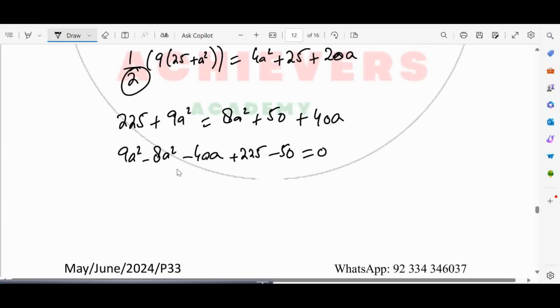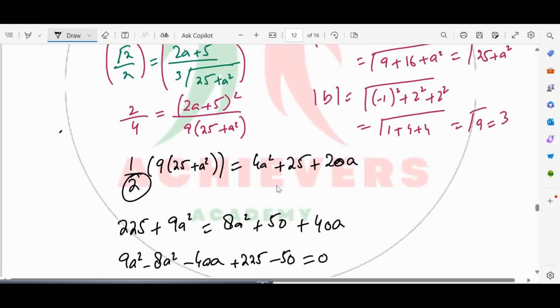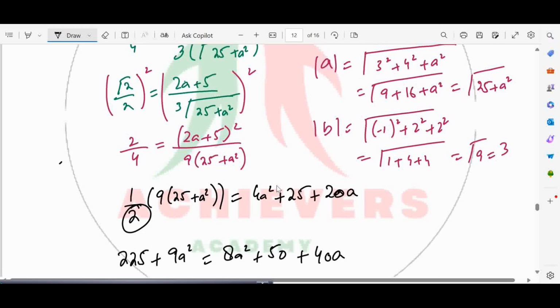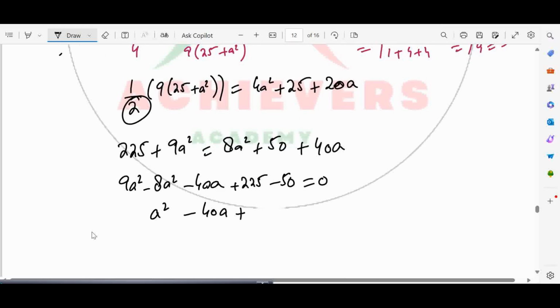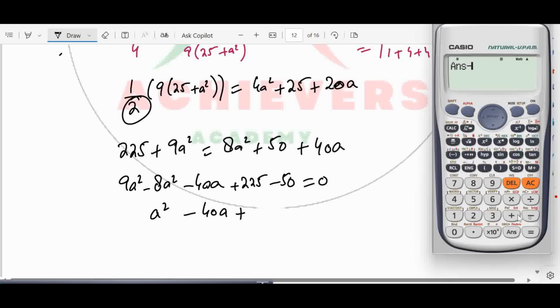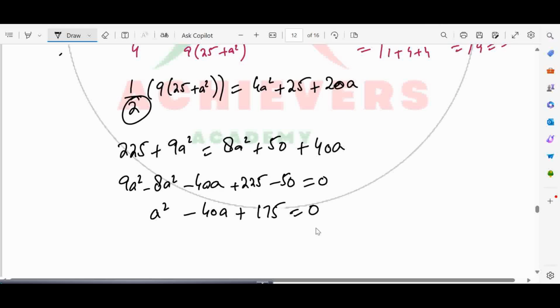And from here we will have the equation A square minus 40A plus 225 minus 50, which will be equal to 175, is equal to 0.